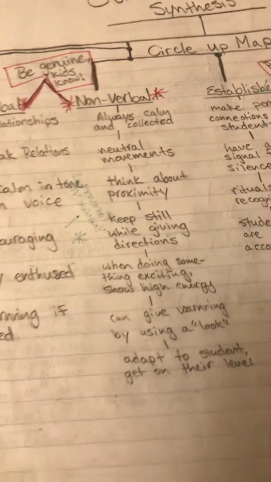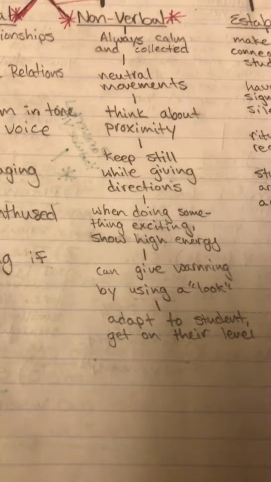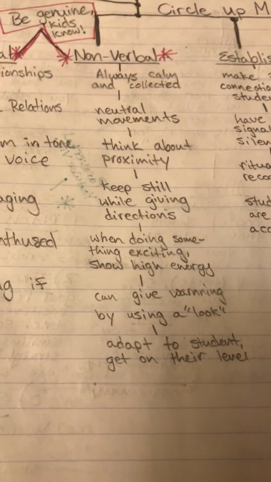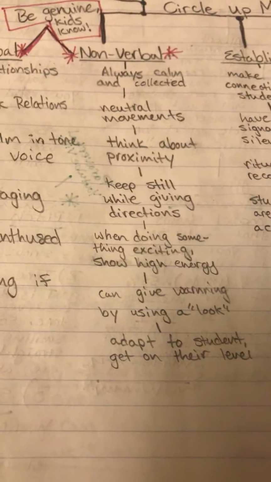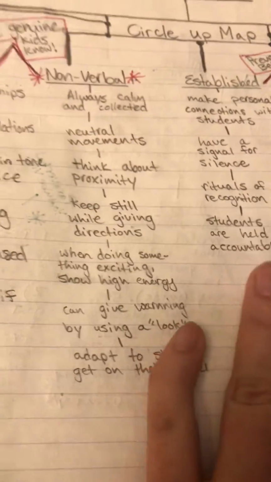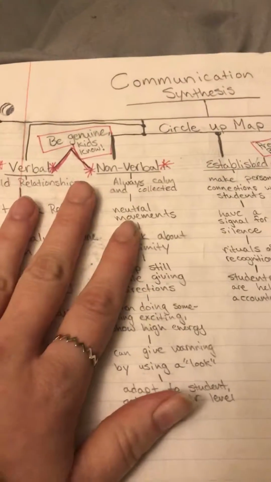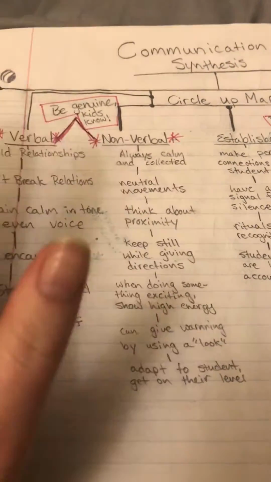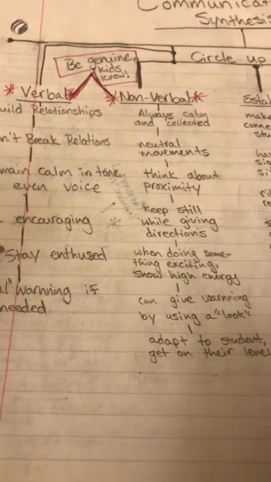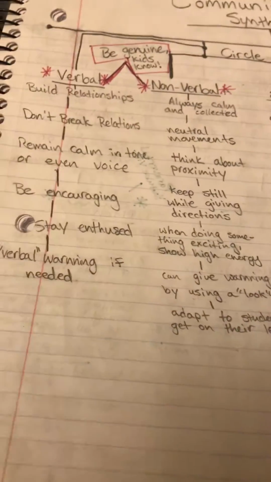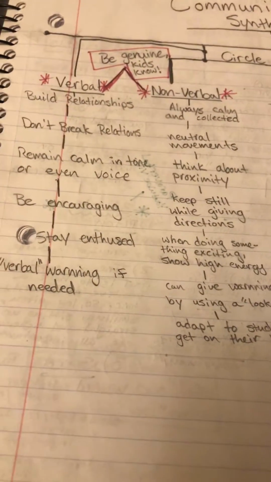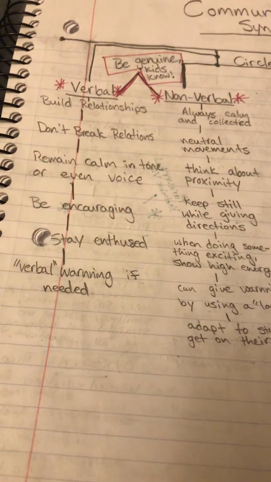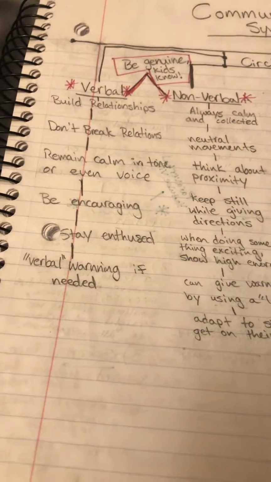For nonverbal, I wrote down a few things too, and a lot of these are pretty similar, like staying calm and collected with your movements, because if the students are trusting you, they're following you, and if you want your classroom to be a more calm setting, then you have to model that with your movements.